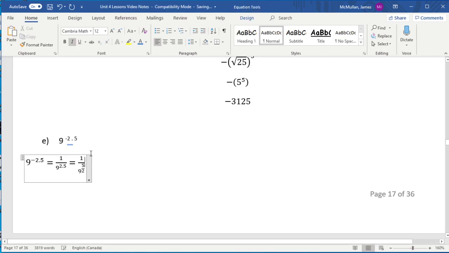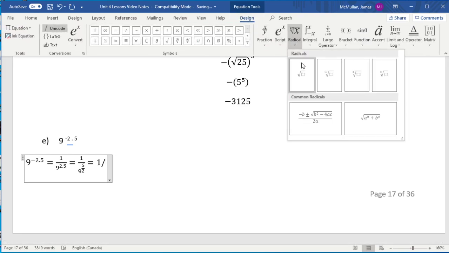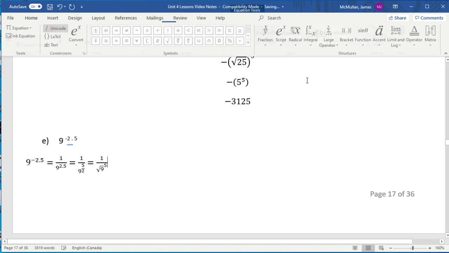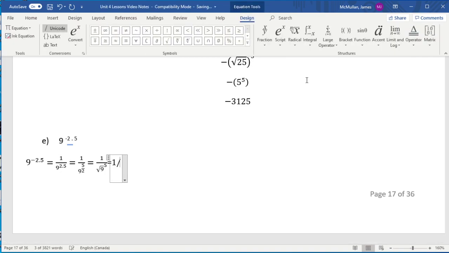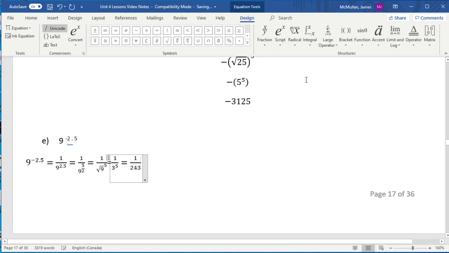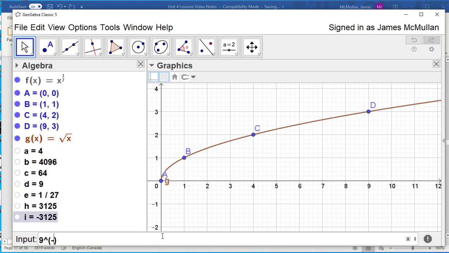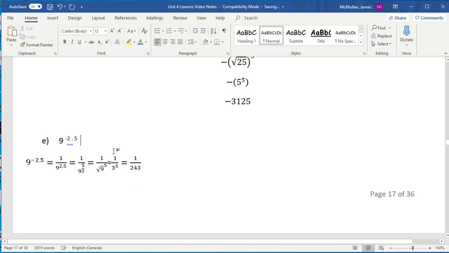And so my whole thing here is equal to 1 over the square root of 9 to the power of 5. Now the square root of 9, you know that one, it's 3. And 3 to the power of 5, you might not know that one, but you know 3 to the power of 4 is 81. You've got to multiply it by another 3, so you get 243, and that's your answer. Okay, again, let's quickly try this one. 9 to the power of negative 2.5, 1 over 243.